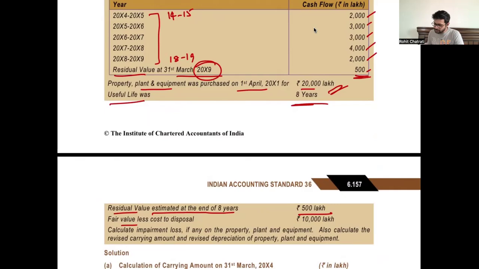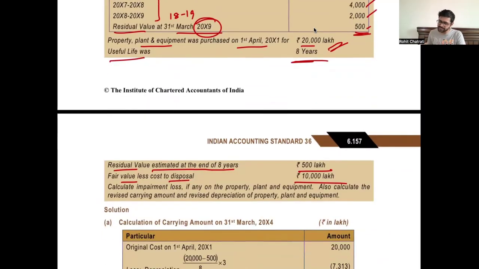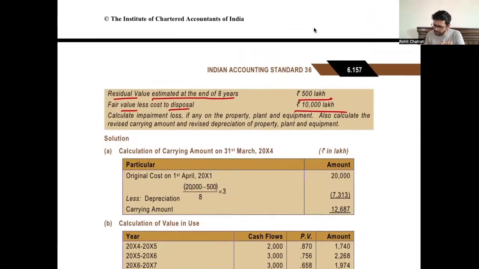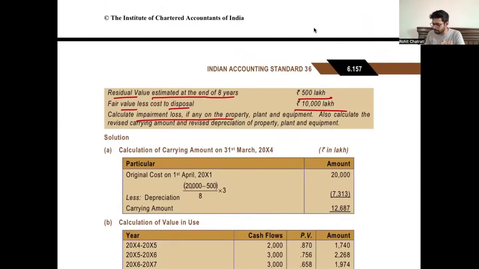All right, fair value less cost to dispose is 10,000 lakhs. No calculation required. The best part of the question was it is giving you FV less CTD directly. Calculate the impairment loss, if any, on the property, plant and equipment. That is part 1. Also calculate the revised carrying amount. Revised carrying amount is basically the carrying amount after you charge impairment. All right. What is the revised carrying amount after you charge impairment, and the revised depreciation of the property, plant and equipment? We will see how we calculate all the 3 values.